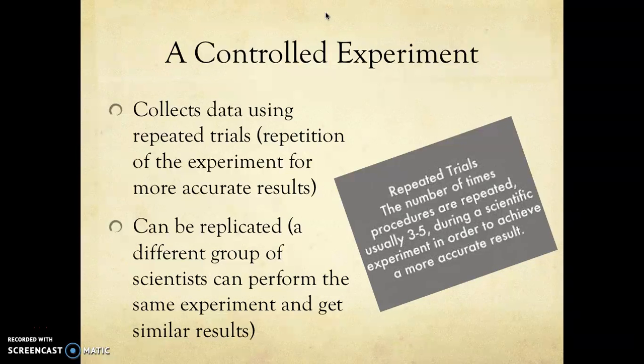Now, a controlled experiment also needs to be replicated. What that means is a different group of people can go in, perform the same experiment, and get similar results. If something can't be replicated, if someone can't do that experiment and get similar results, then that means that it's not exactly valid. If a claim can't be replicated, then that tells us in science that, hey, something's up here, this isn't right, we need to figure something out.